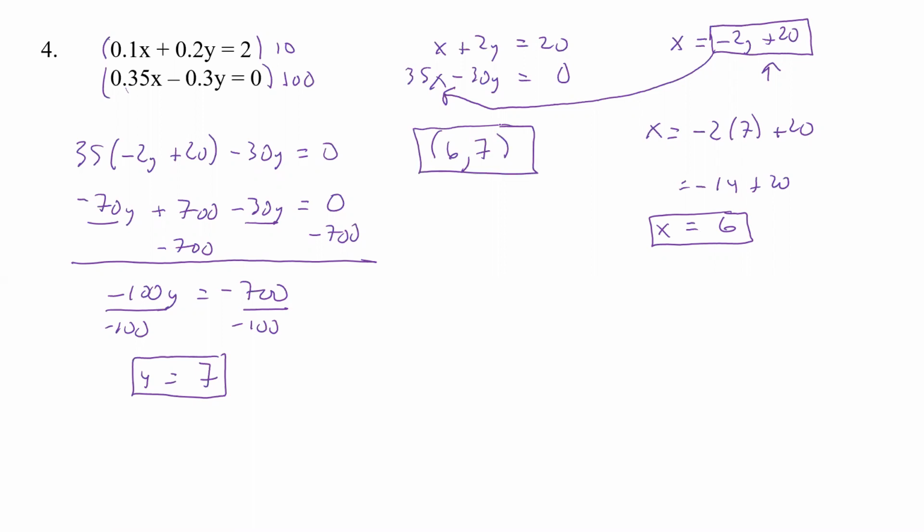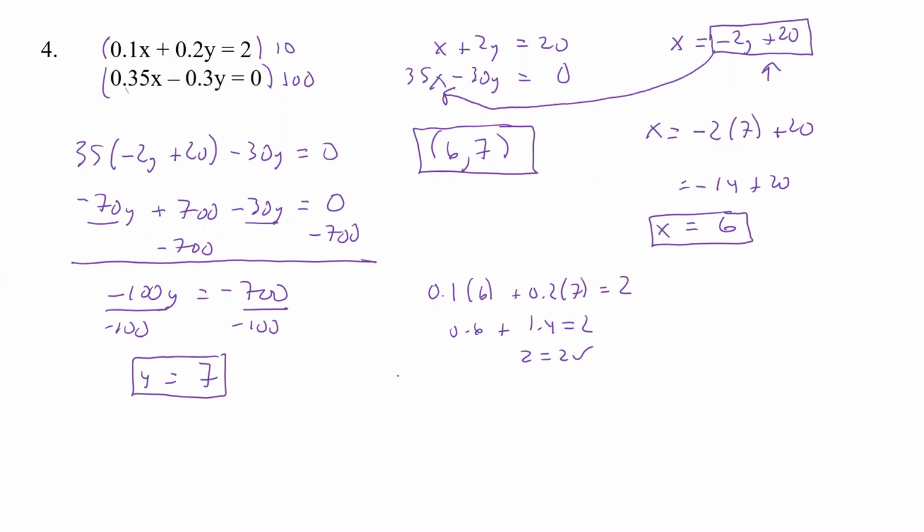Okay, so now I have to check. Now you actually have to check back into your original equations again. And so we have 0.1 times 6 plus 0.2 times 7, and that's supposed to equal 2. And here we get 0.6 plus, and this is going to be 1.4. And so then we get 2 equals 2.